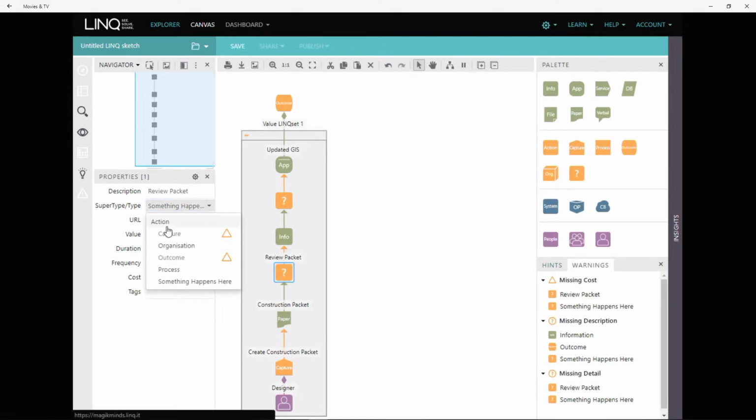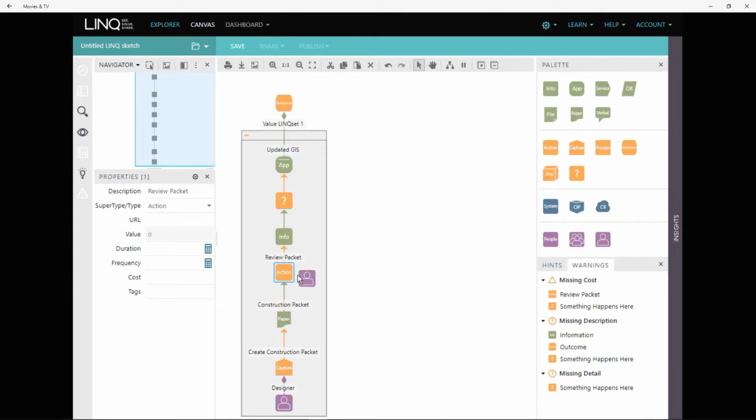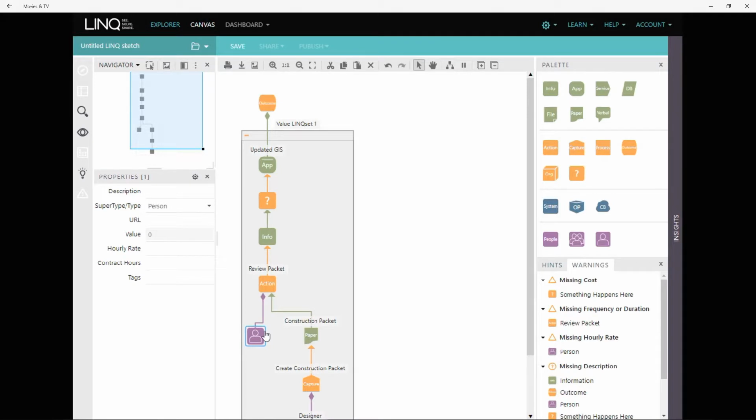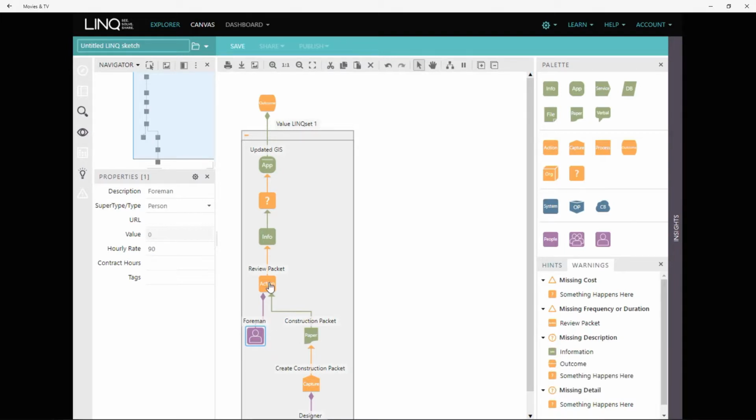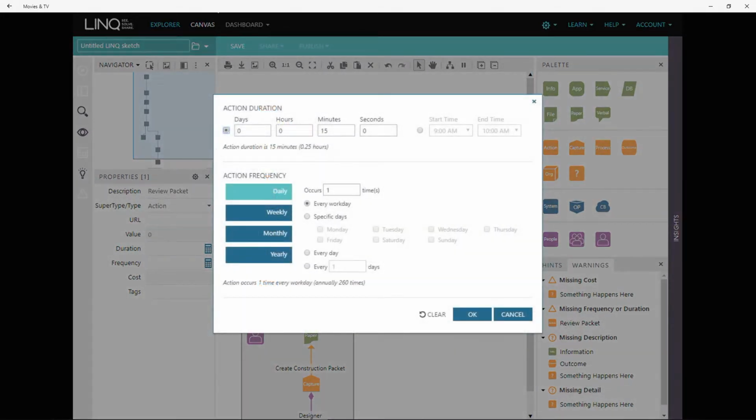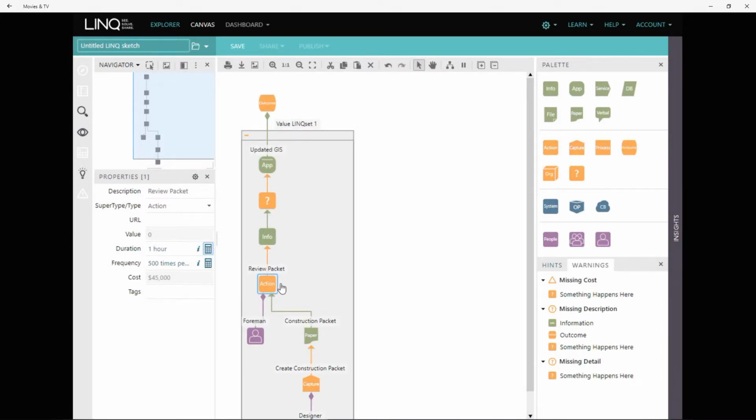And we can also add another person to this to do the work. And in this case, we'll say it's the foreman that's going to be doing this. Foreman, we'll say, is worth about $90 an hour. And then again, we go back to the action, put in the duration and frequency, and that will aggregate the hourly rate into the duration and frequency over the course of a year and give us a total cost of about $45,000. And we'll go through this entire flow and do this until we've got the cost of all the information outlined and dealt with.